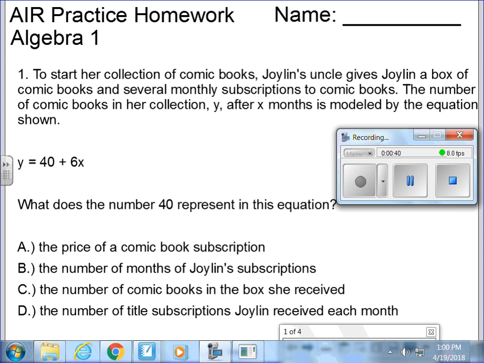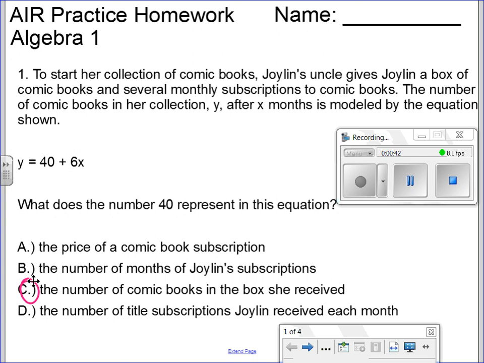I got C, because A, it doesn't talk anything about a price in the paragraph above. The months is already 6x, so it could be B. And it doesn't say anything about the title subscription she gets. That's why I got C. Okay, C is correct. It's definitely going to be 40 in the box to begin with and getting 6 more per month.